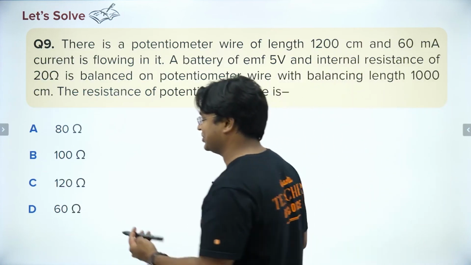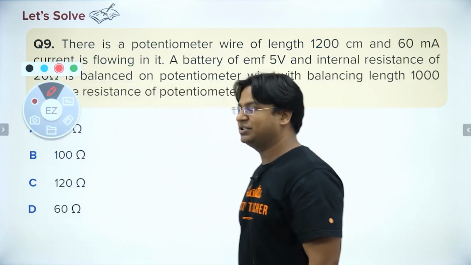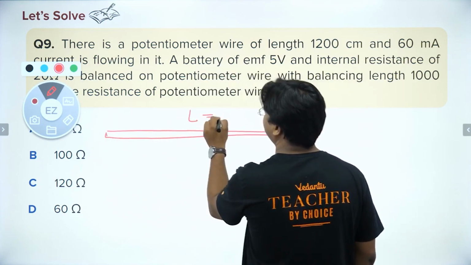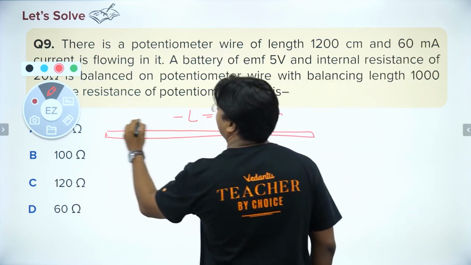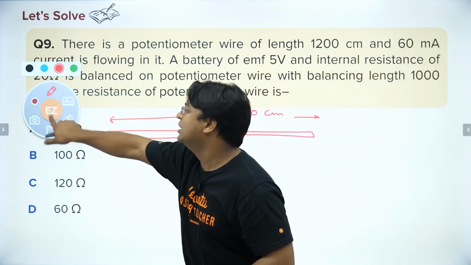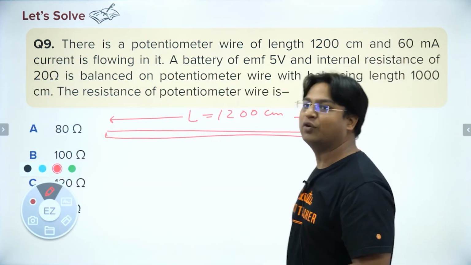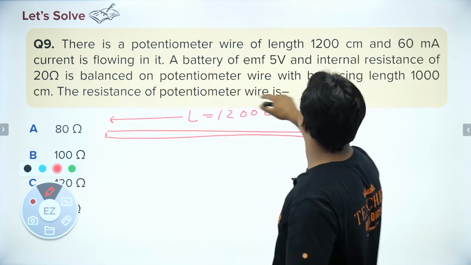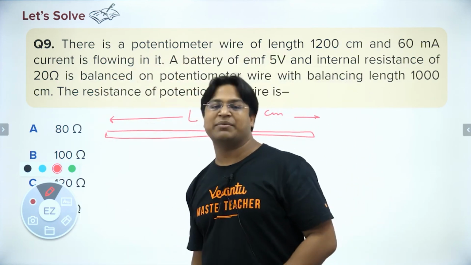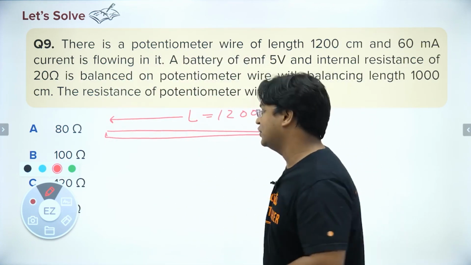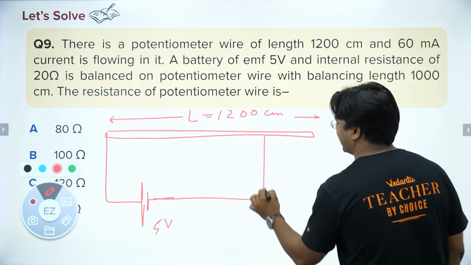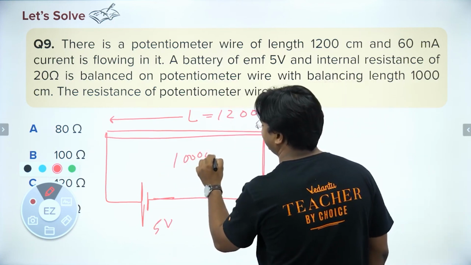Guys, just have a look at this question, how I'm going to solve it. This question says that we have a potentiometer wire, the length of which is 1200 centimeter. All right, and some current is given. The current running through this wire is given to us, and the question says that a battery of 5 volt balances against a length of 1000 centimeters. So actually this is not important, like what is the internal resistance of the battery. Since the battery is balanced, internal resistance will not play any role. So there is a battery of 5 volt and it balances against a length of 1000 centimeter, right?